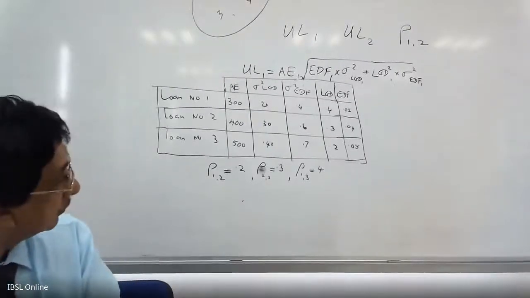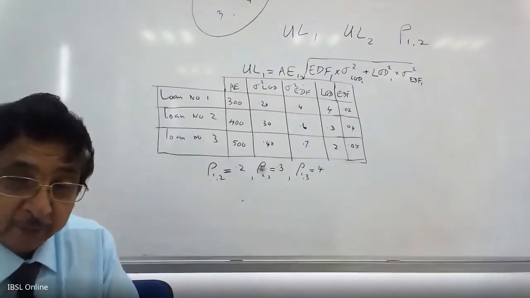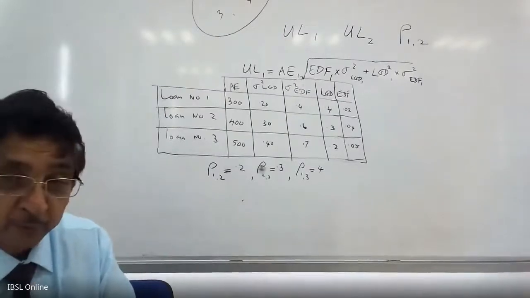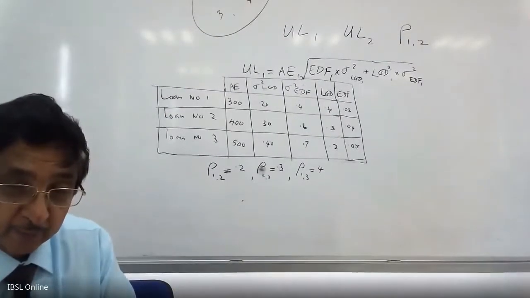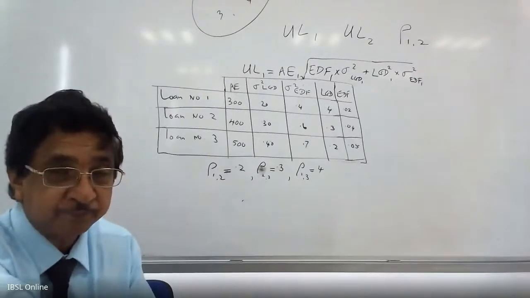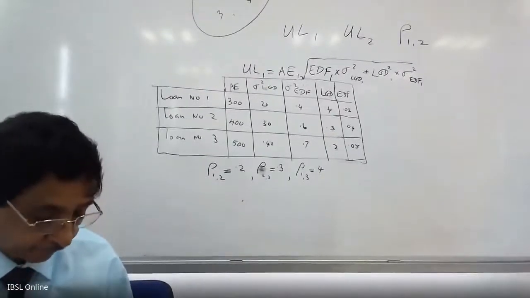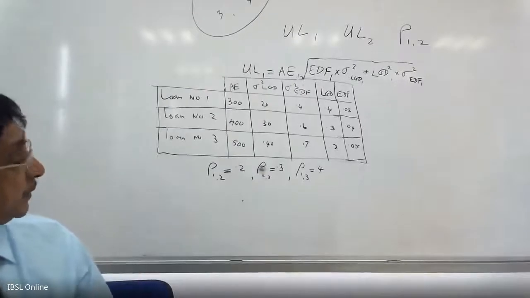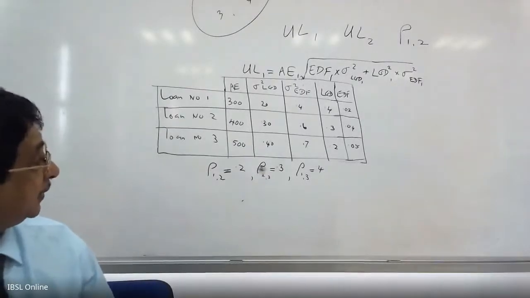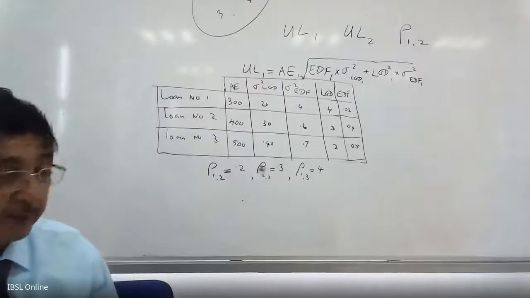Now, try to get the unexpected loss of loan number 1, UL1. Try to get it through the values given here. Just to calculate, because the formula is given: UL1 is equal to AE1 times the square root of EDF1 into sigma squared LGD1 plus LGD1 squared into sigma squared EDF1.